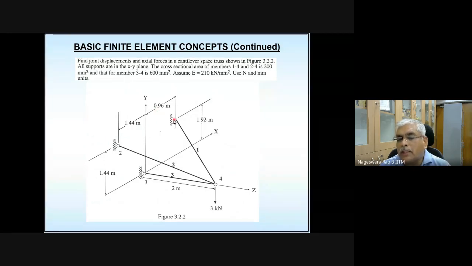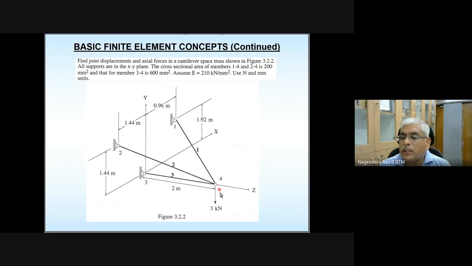And here reactions are going to be developed. At 1, 2, 3, reactions are going to be developed. At 4, you are going to have displacements along x direction, y direction, z direction. So the reduced equation system is going to be 3 by 3, and unknowns are going to be U4, V4, W4.